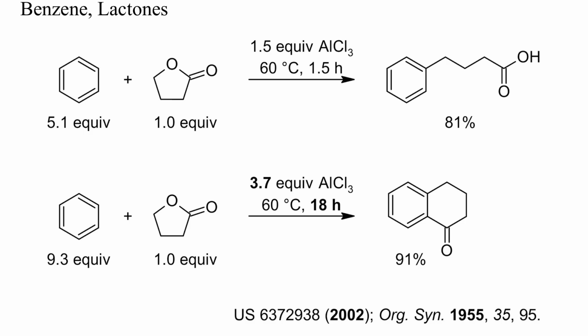Butyrolactone can both alkylate or acylate nucleophiles. With just a slight excess of aluminum chloride, butyrolactone mostly alkylated benzene, as shown in the first equation on this slide. Under more vigorous conditions, the initially formed 4-phenylbutyric acid cyclized to tetralone.